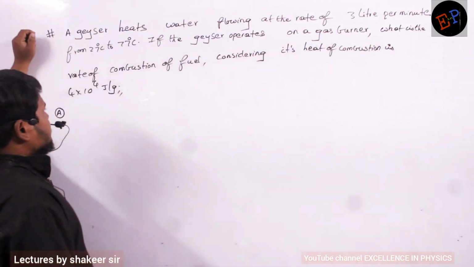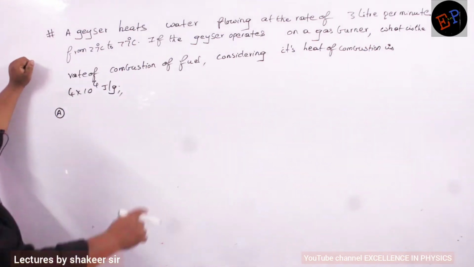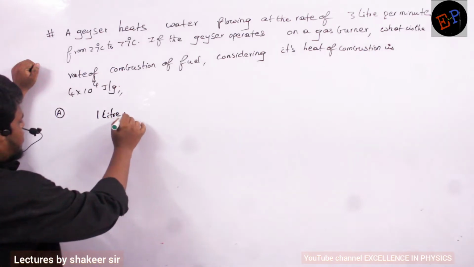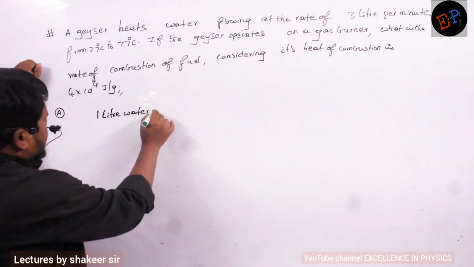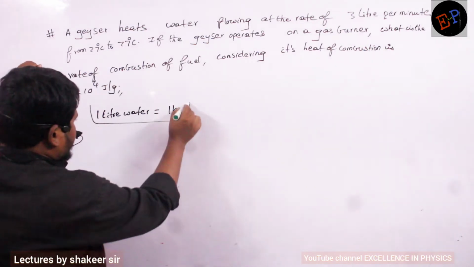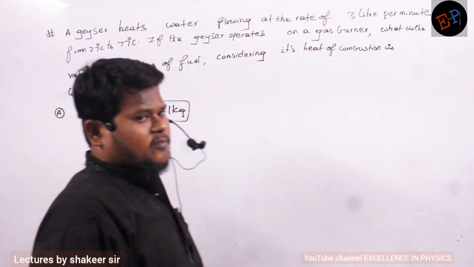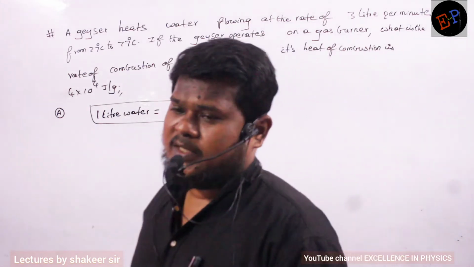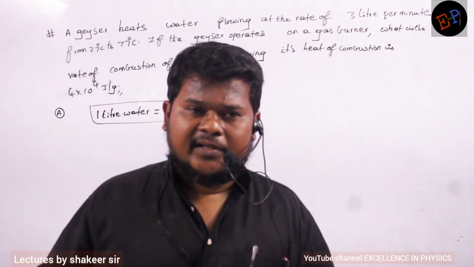So the first information which I have to write is clear. 1 liter of water has a mass of 1 kg. This is the first point which you should remember. 1 liter of water will have how much mass? 1 kg mass. It is only for water, but not for other materials.